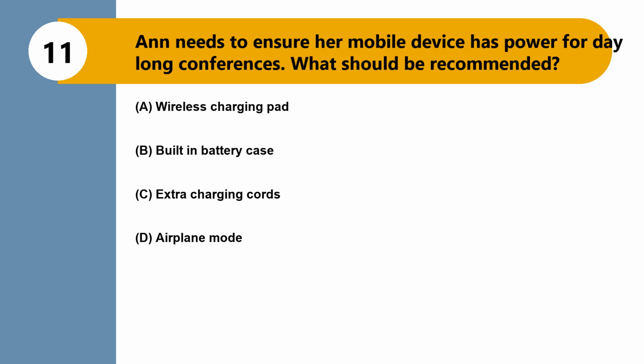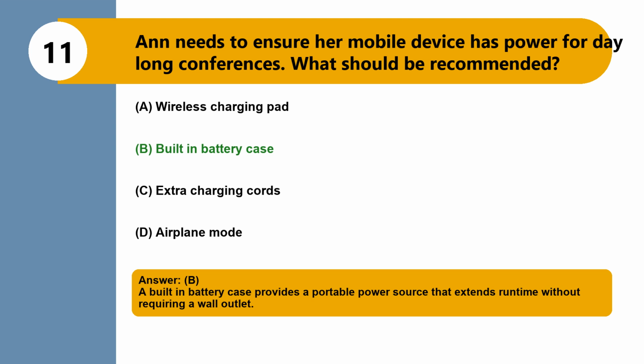Question 11. And needs to ensure her mobile device has power for day-long conferences. What should be recommended? Option A, wireless charging pad. Option B, built-in battery case. Option C, extra charging cords. Option D, airplane mode. The correct answer is option B. Built-in battery case. A built-in battery case provides a portable power source that extends runtime without requiring a wall outlet.